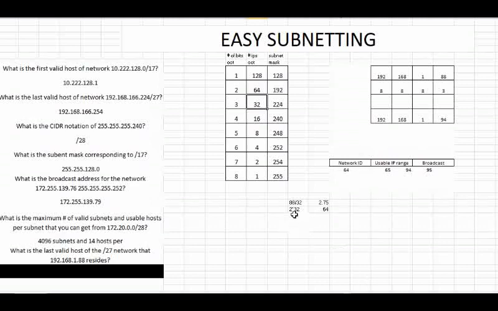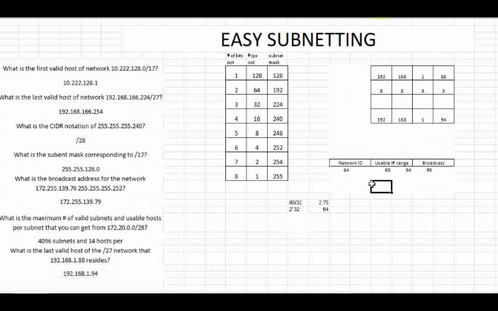So that's why we did the 2 times 32. That means the beginning of our range is 64. Add the 31 to that. 95 is the broadcast, and the usable hosts are 65 through 94. Well, guess where 88 is? 88's right in there. So that means this host is in that usable IP range, and the last valid host for that IP range is going to be 94, right? So we answer this right here. Boom, 94. So that was pretty easy, right?